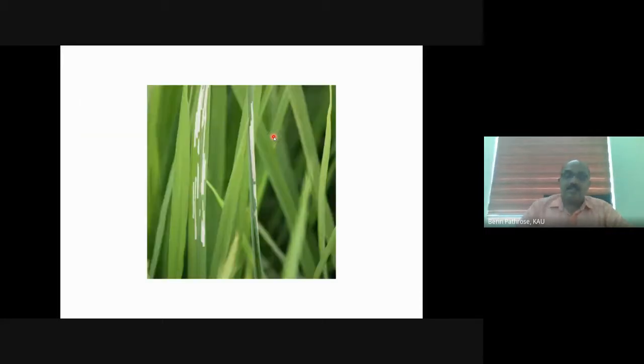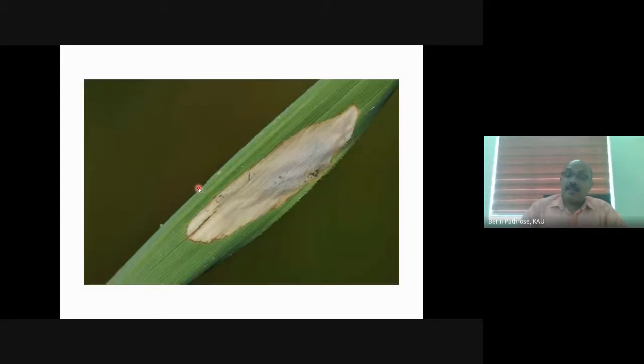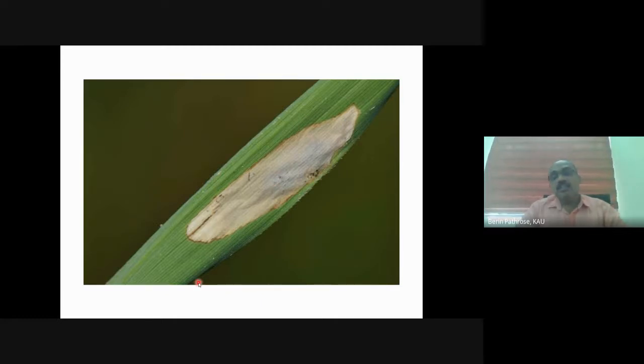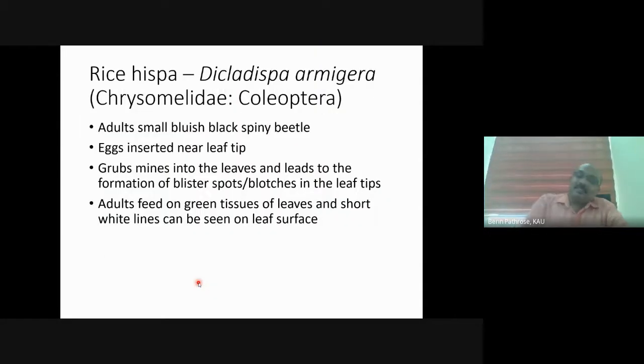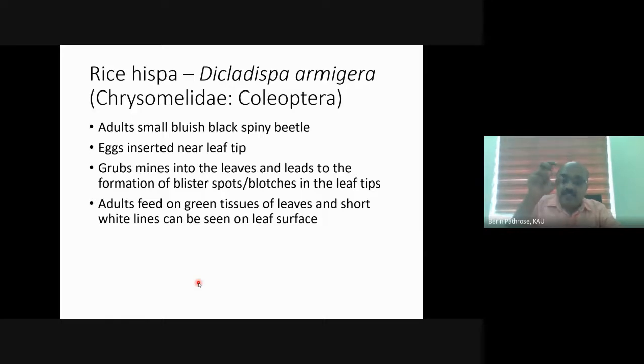So the adults feed on the, see this, this is the damage by the adult. Adults feed on the green matter of the leaf from outside, while grubs are leaf miners. That means they mine into the leaf and feed inside, leaving only the upper epidermis intact. This is the particular nature of damage in rice hispa, where the adults scrape the leaf and feed on the green tissue, and short white lines can be seen on the leaf surface, whereas the grubs mine into the leaf, and we can see blotches on the leaf tip.